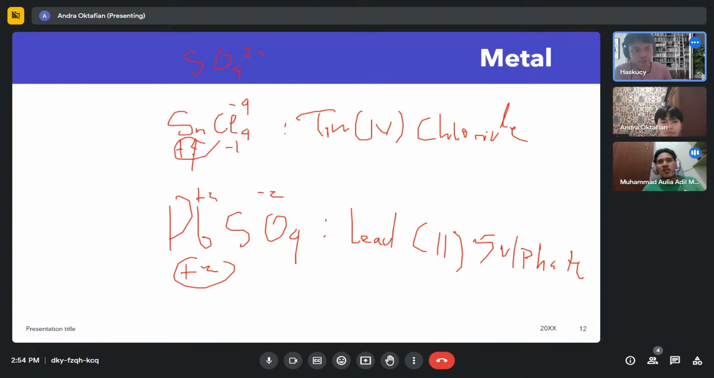Andra, what is lead in Indonesian? Lead is timbal. Oh, timbal. Lead is usually available in oysters. Oyster is kerang laut.